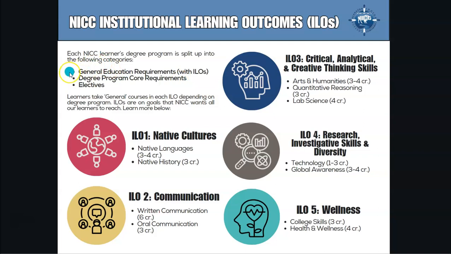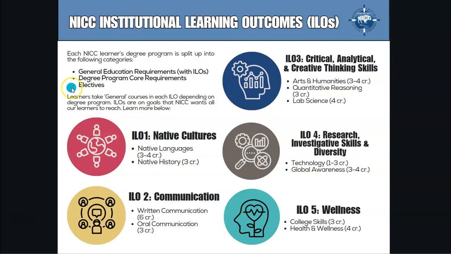Everyone, regardless of your degree, is going to have general education requirements. Your general education classes are split up with the goal of meeting certain ILOs, or institutional learning outcomes. We'll take a look at those in a second, but just take note that these are the icons you see below. The second thing that everyone will have is degree program core requirements. These are specific courses in your discipline that are going to fit the needs of your certain degree program. In other words, if you are in a particular degree, there may be certain courses that are required for you to take to graduate.